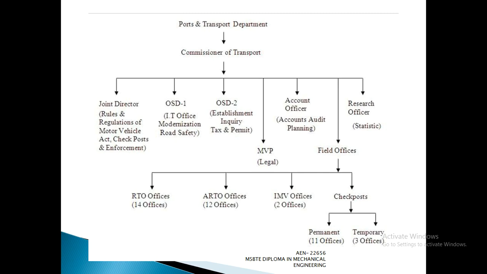Now from the Field Officers, there are different regional transport officers, assistant or additional regional transport officers. Next, there are checkposts, permanent and temporary. This is the complete organization chart of the road and transportation department of the Indian government. There are certain bylaws, and each and every department of the road and transportation department of India has its own work, as the accounts department will relate to the accounts, field officers will relate to the check posts, regional transport officers, the joint director will form the rules and regulations, etc.